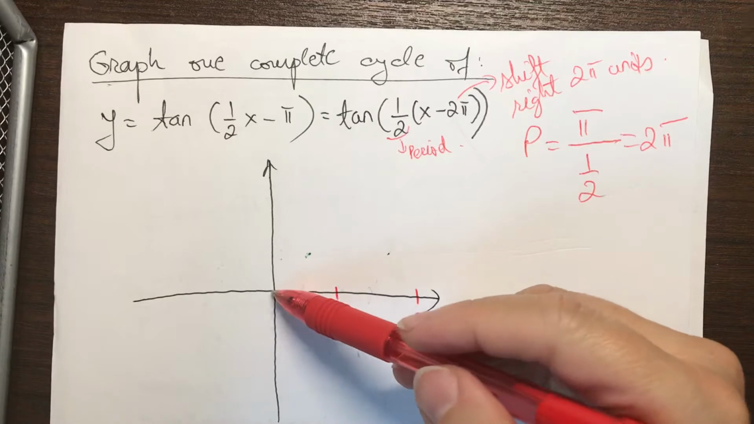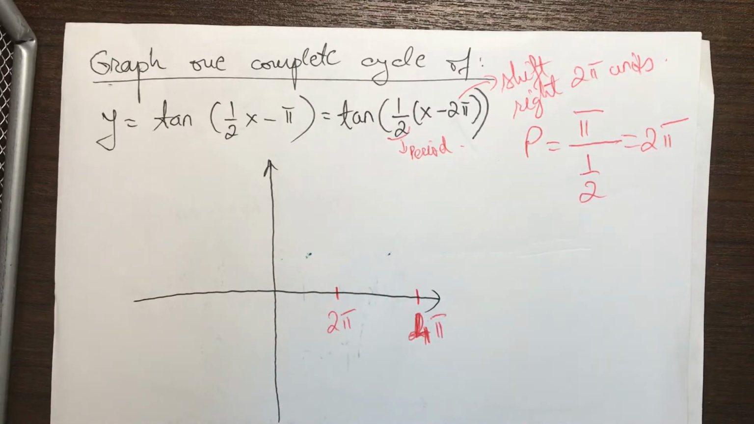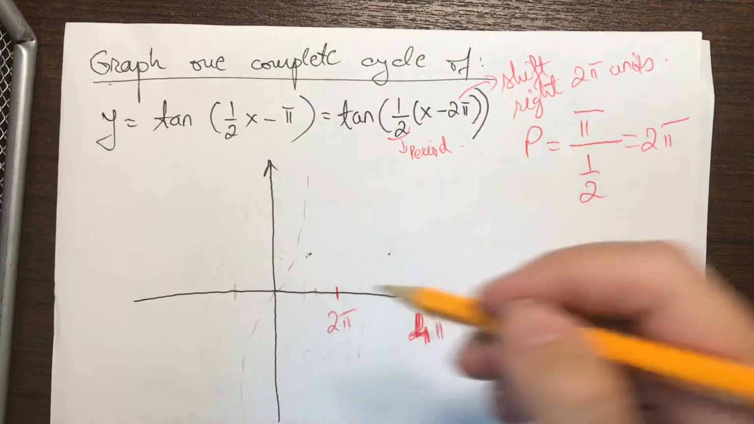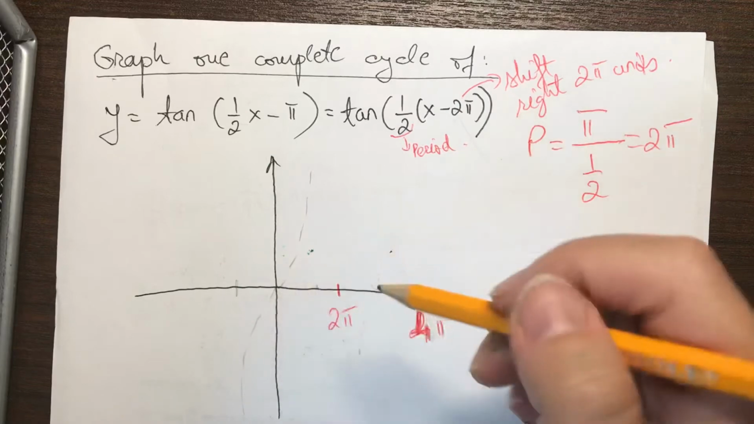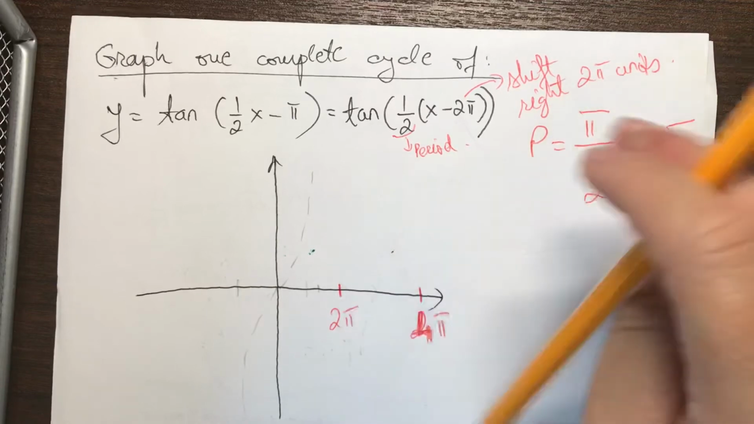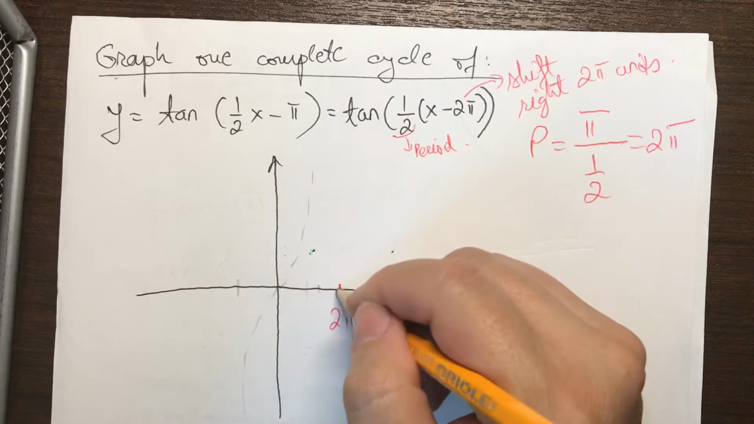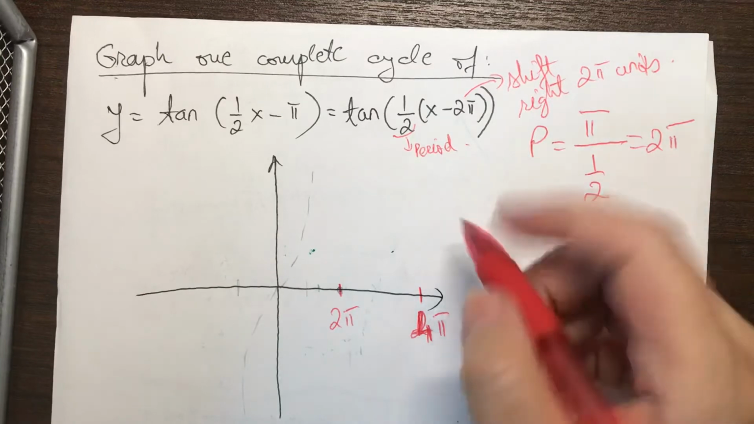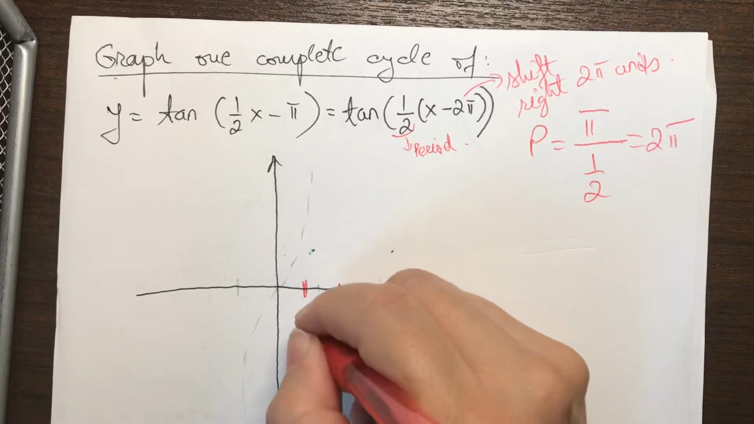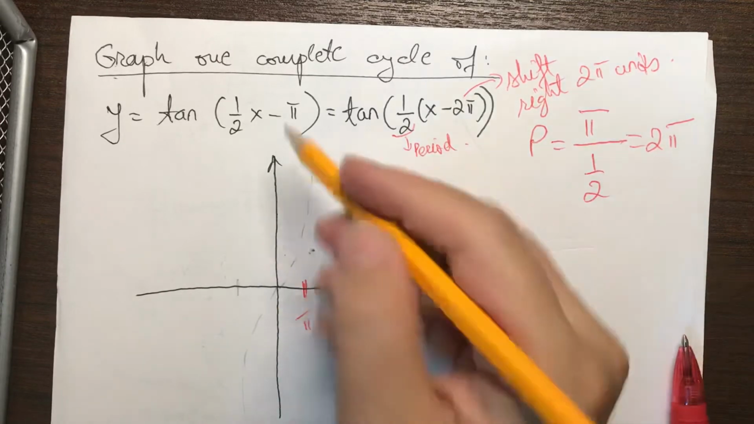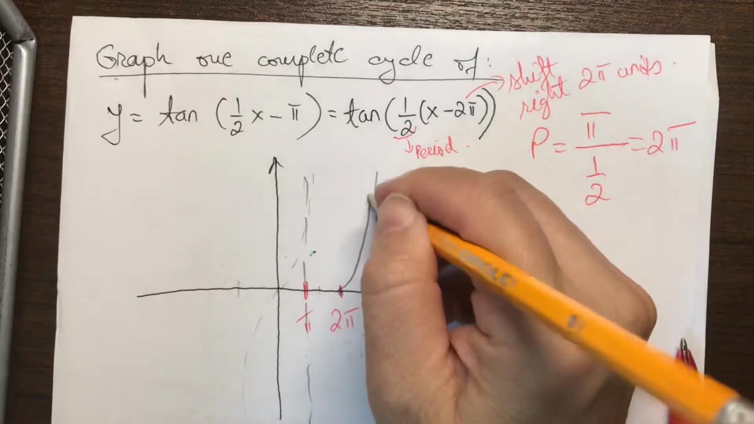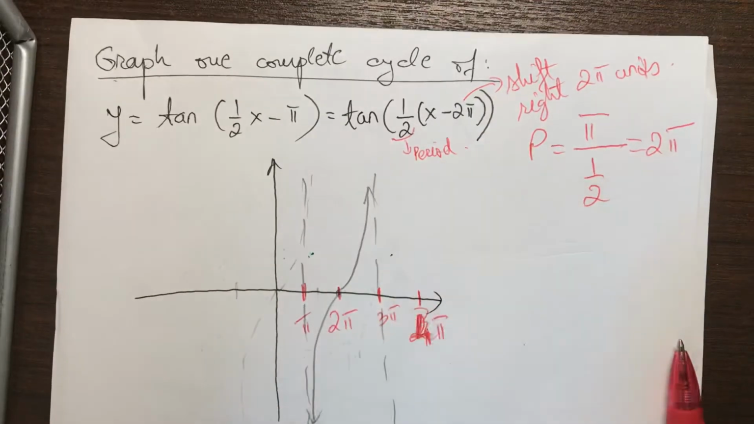So if you think about what the regular tangent looked like, this is what I like a tangent to look like, from negative pi over 2 to positive pi over 2. What happened to this? This thing got shifted to the right, pi over 2 units, and the period is 4 pi, but again, my beginning and my ends, I like them this way and that way. So there's my tangent function.